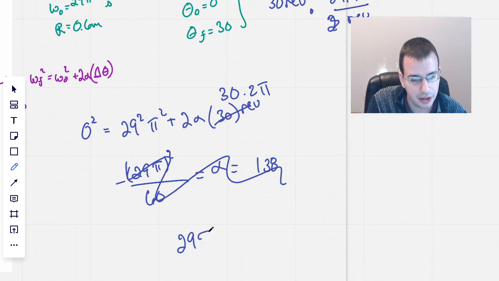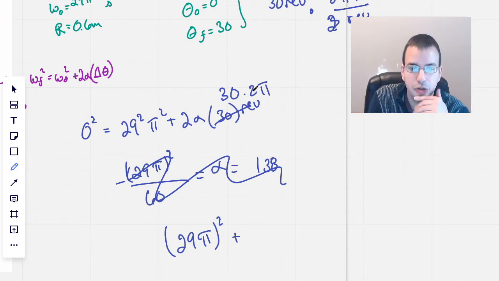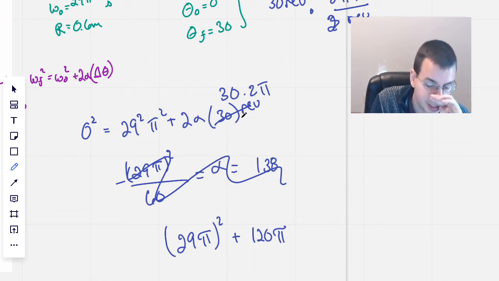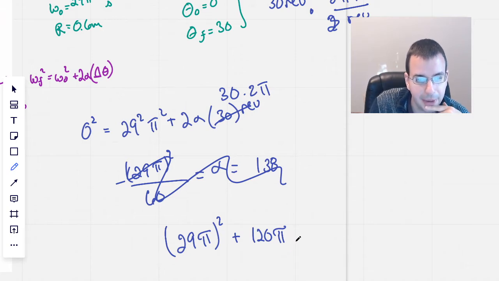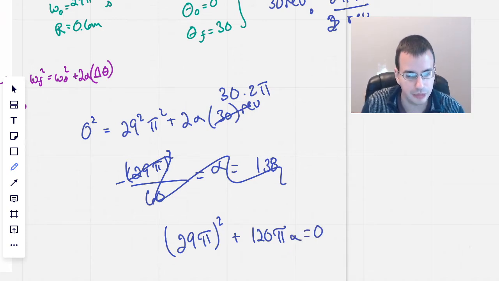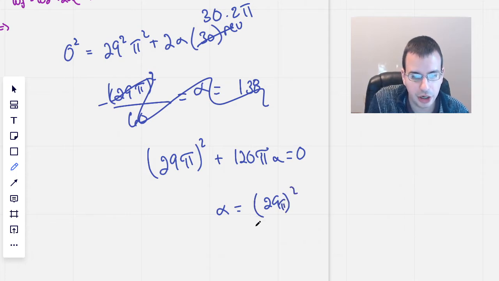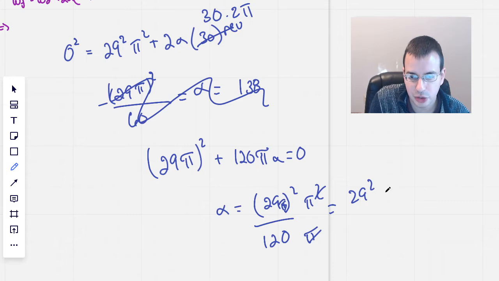We have 29 pi squared plus 2, which will be 60, times another 2, which will be 120. 120 pi. 2 times 2 is 4. 4 times 3 is 12. Add the 0, 120. Yep, pi. Alpha equals 0. Actually, it's 0 squared, but you get the idea. Alpha equals 29 pi squared over 120. I'll put the pi squared out here, actually. One of the pi's cancel. We have 29 squared pi over 120.